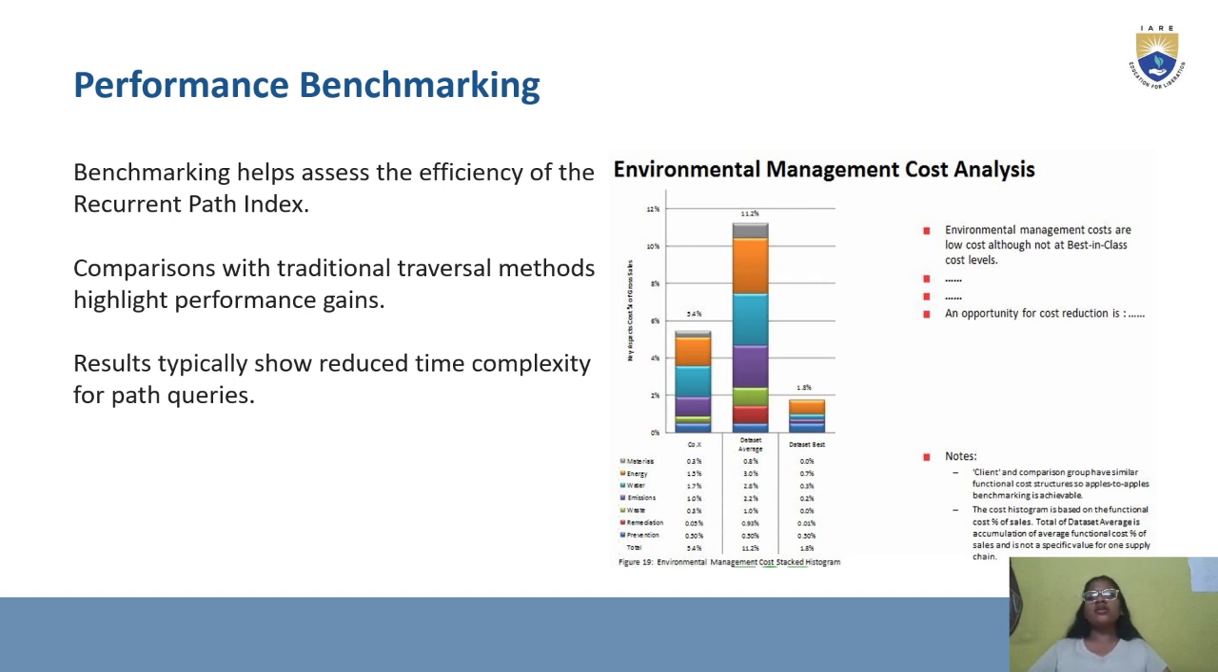Performance benchmarking. Benchmarking helps assess the efficiency of the recurrent path index. Comparisons with traditional traversal methods highlight performance gains. Results typically show reduced time complexity for path queries. Now here we have an analysis of environmental management cost.